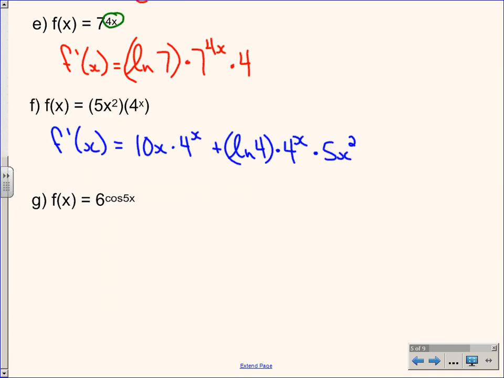And here's the last one, just for kicks. We've got a trigonometric function inside of an exponential. So there's quite a bit of chain rule going on here.